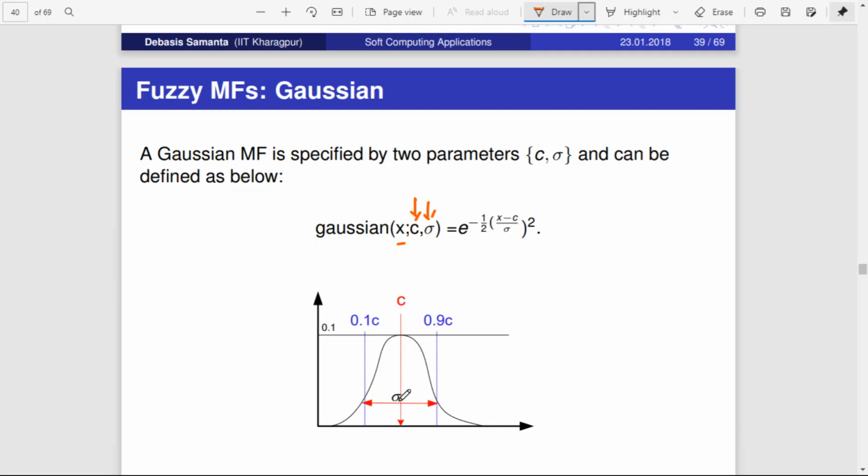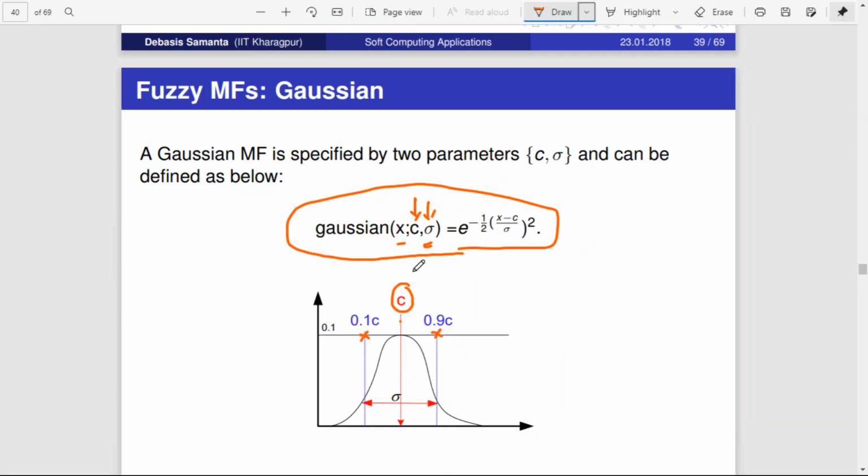With this c you multiply 0.1, then you will get one value. Similarly, with c you multiply 0.9, then you will get another value. The distance between these 2 points is nothing but sigma. The Gaussian membership function is given by this equation. This is one of the most famous membership functions, so it is something like a formula you have to remember: e to the power minus 1 by 2 times x minus c divided by sigma, the whole square.